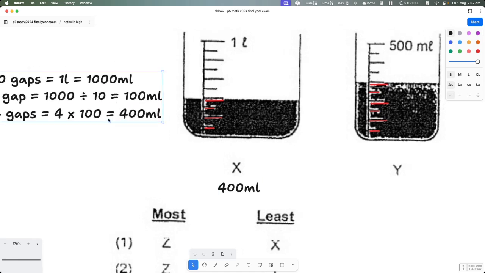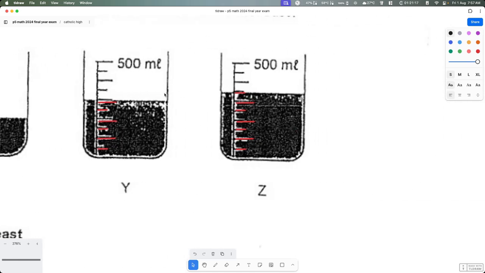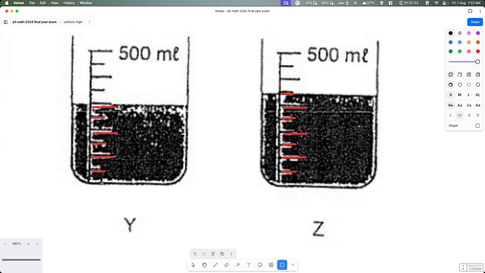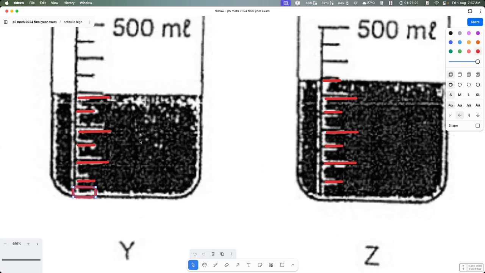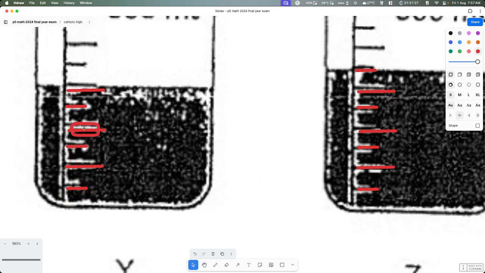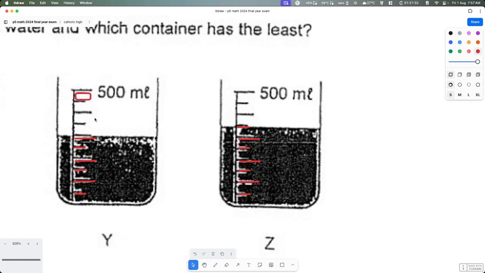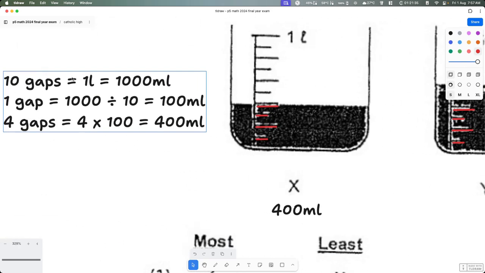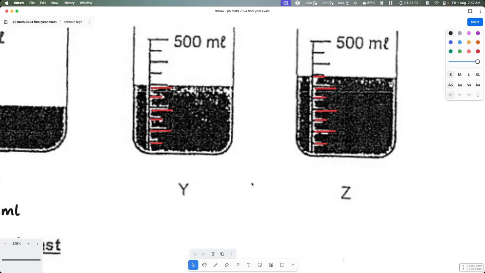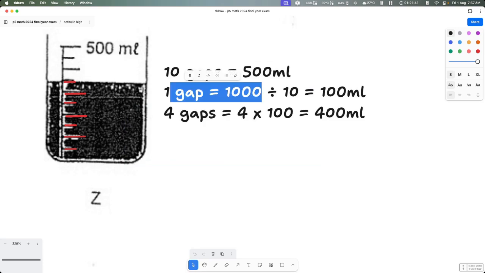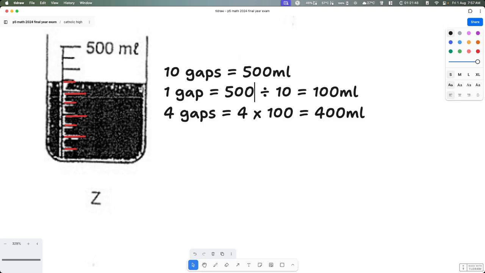Okay, so then for this, we have the same amount of gaps, I believe. So I'll just put my red rectangle over here. Okay, so we're going to count 1, 2, 3, 4, 5, 6, 7, 8, 9, 10. So similar to this, this is 10 gaps. Then for this, 10 gaps is 500 milliliters. So one gap will be 500 divided by 10, which is 50 milliliters.